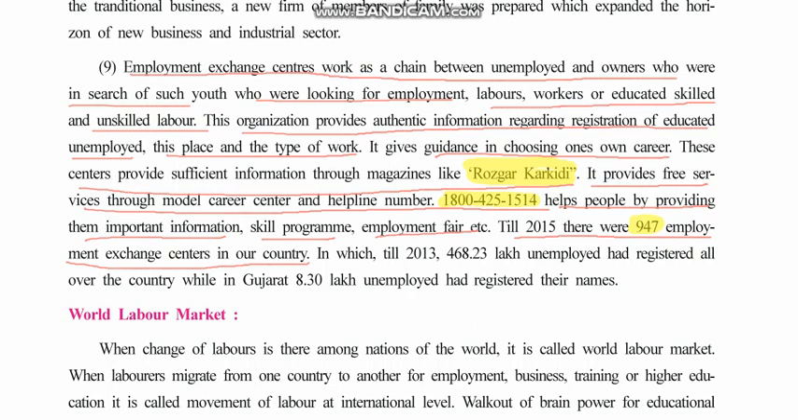947 employment exchanges in our country. In 2013, 468.23 lakh unemployed people registered all over the country, while in Gujarat 8.30 lakh unemployed people registered their names in the employment exchange.